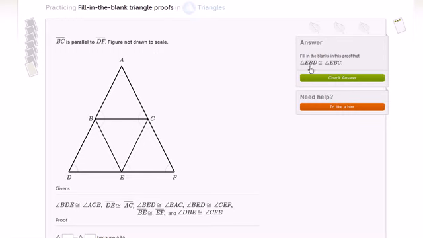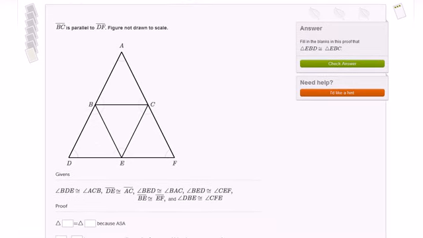Fair enough. And we're going to prove, and it's always important if we're going to do a proof to know what we're going to prove. We're going to prove that triangle EBD, so that's this triangle down here, is congruent to triangle EBC. So this one right over here, that this triangle is congruent to that triangle. That's what we're going to try to prove. So let's see what givens they gave us.